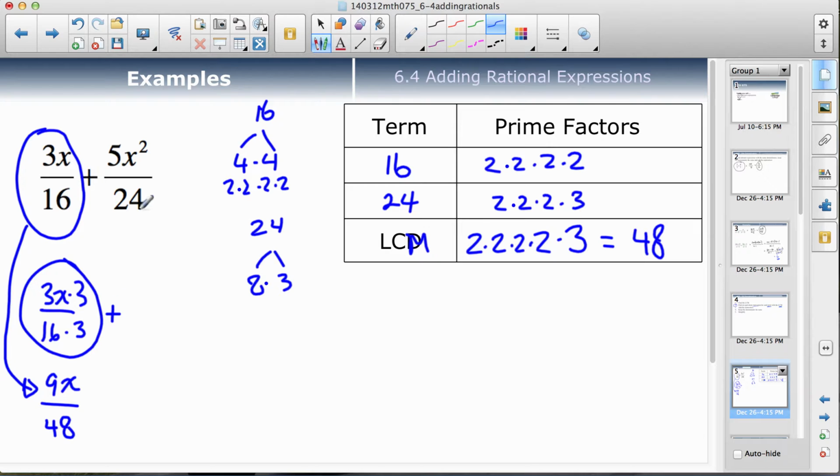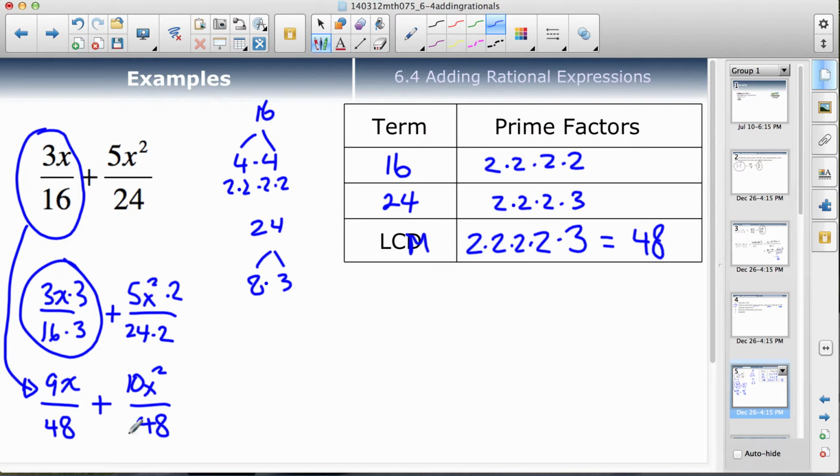Okay, plus, let's do the same thing with 48, or with 24. So 24 has to get to 48, so I have to times it by 2, because I know I need to get to 48. But if I times the bottom by 2, I'm going to have to take this 5x squared and times it by 2 as well. So 2 times 5 is 10, so this will be 10x squared.